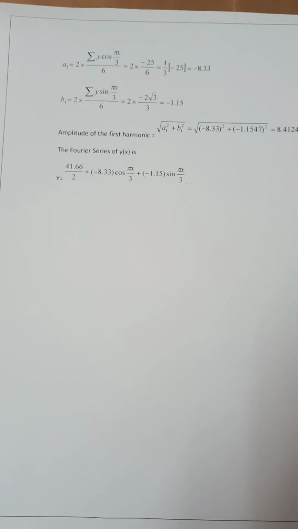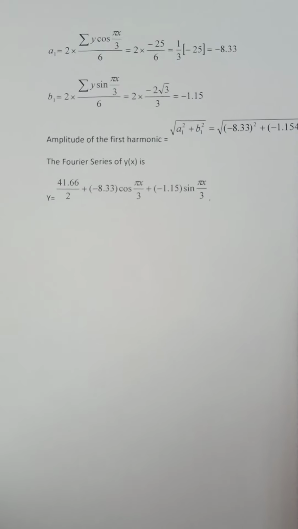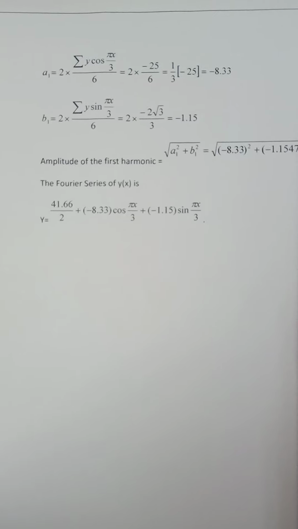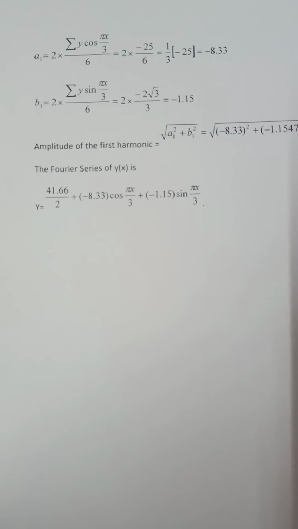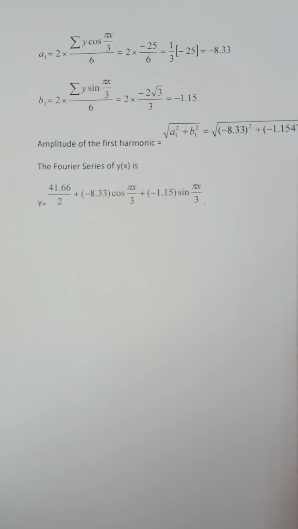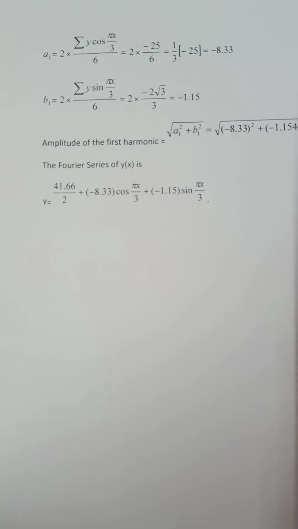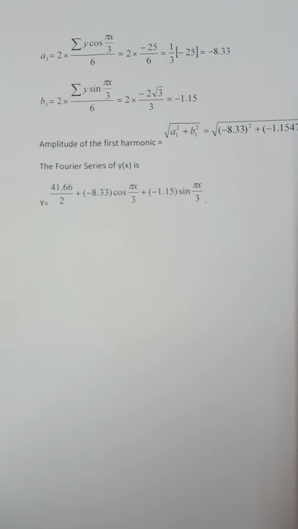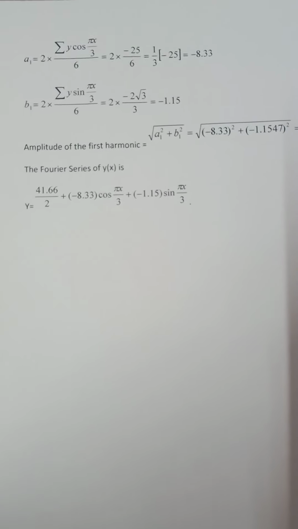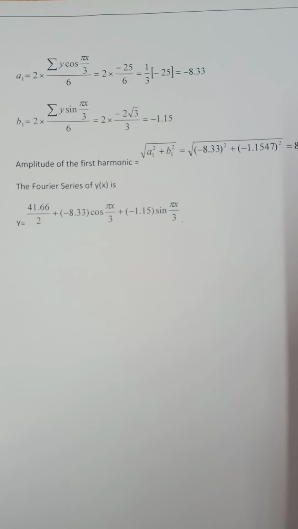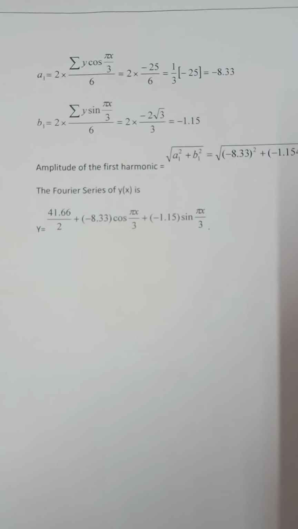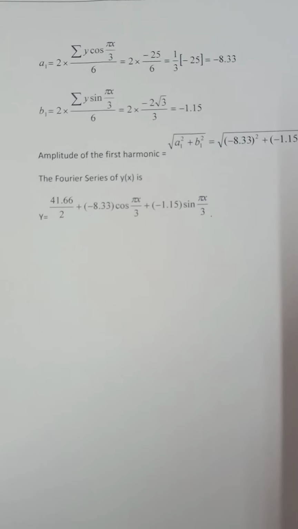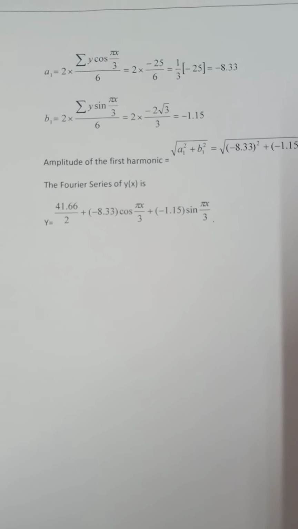Now let us find the value of a1. It is 2 into the summation of y cos(pi x/3) upon 6, so it is 2 into minus 25 by 6, which equals 1/3 into minus 25, and after simplification you get minus 8.33. After that, b1 is 2 into the summation of y sin(pi x/3) upon 6, and that is 2 into the summation we already found, minus 2 root 3 upon 6, which equals minus 1.15.